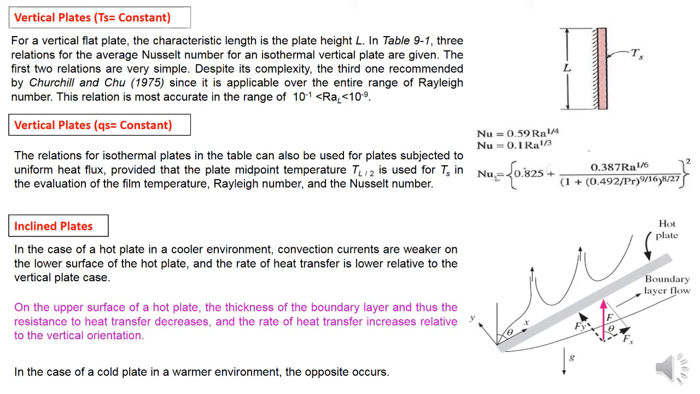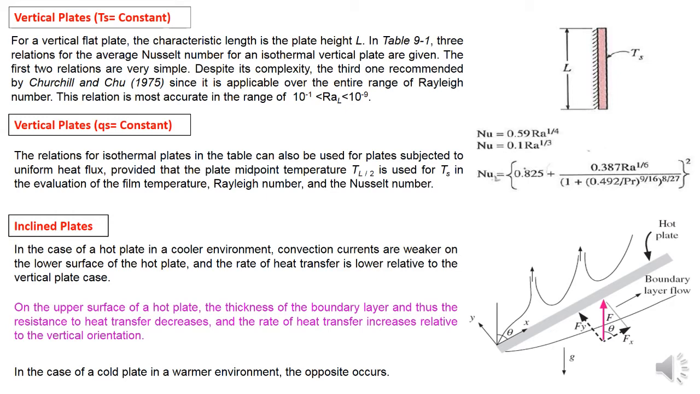Okay, vertical plates, Ts constant. For a vertical flat plate, the characteristic length is the plate height L. In Table 9.1, three relations for the average Nusselt number for isothermal vertical plates are given. The first two relations are very simple, despite its complexity. The third one is recommended by Churchill and Chu, since it is applicable over the entire range of Rayleigh number.